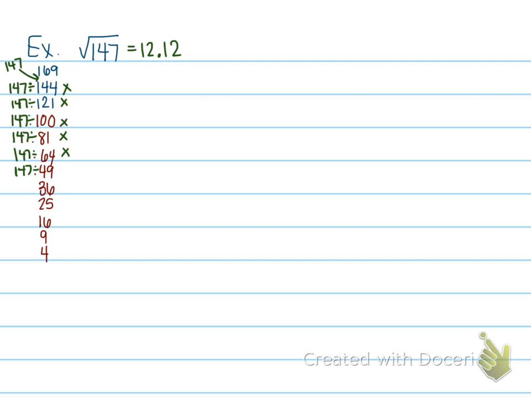When I divided 147 divided by 49, I got 3. So these are the numbers I'm going to split 147 into. So 147 is the same thing as 49 times 3. 147 was in the square root, so both of these have to be in the square root. One of these should simplify. Do you know which one is a perfect square? 49 is your perfect square.